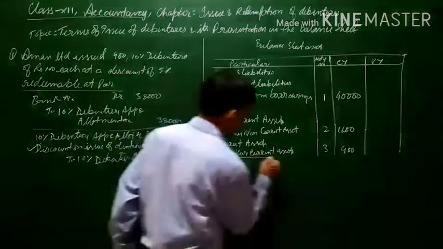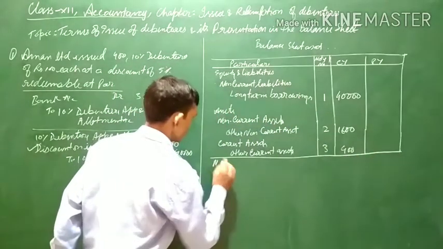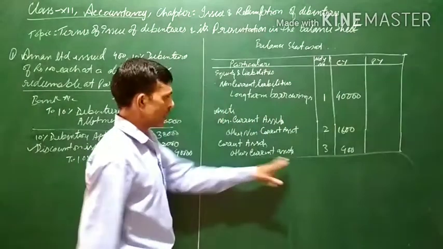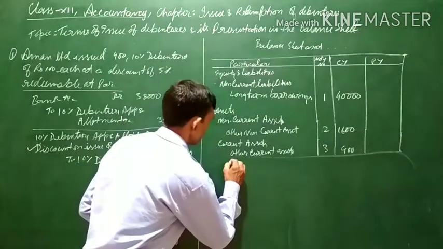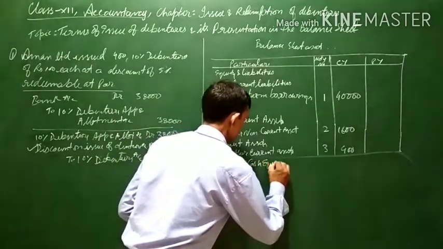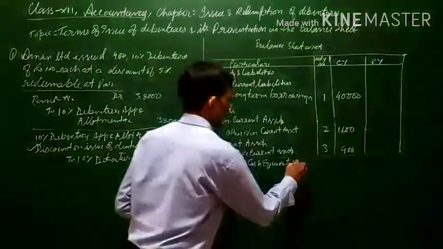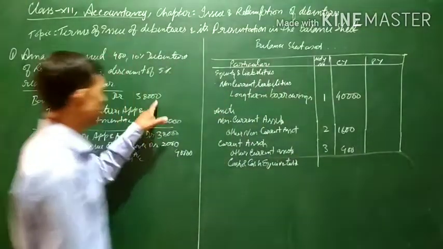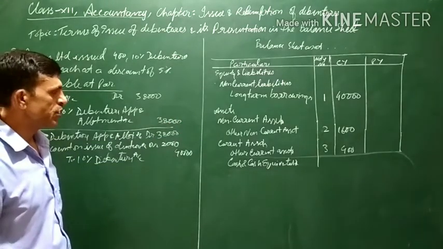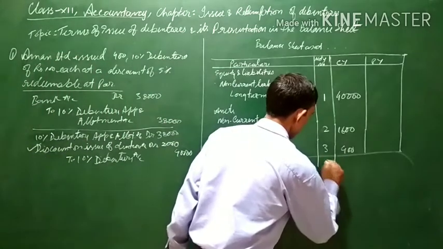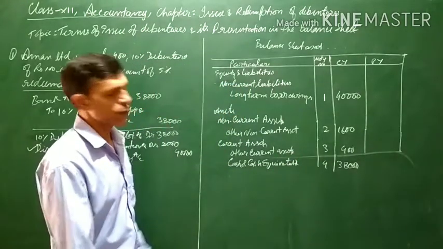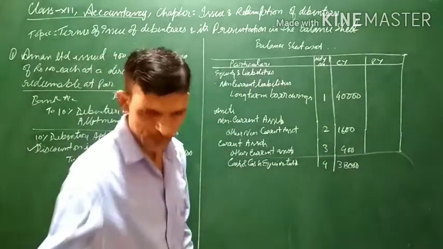We will prepare notes to account also for this. One more thing is left under current assets, that is cash and cash equivalent. As you know, 38,000 is the amount of cash which is available. So this will be written as 38,000. This is point number 4.